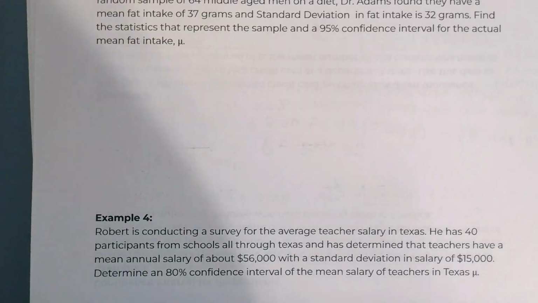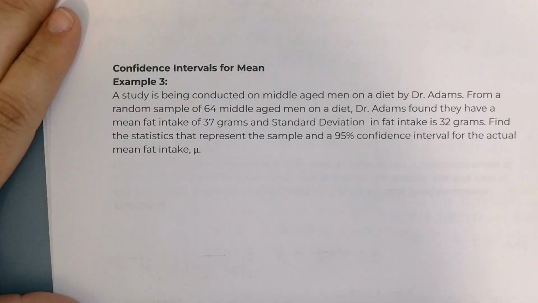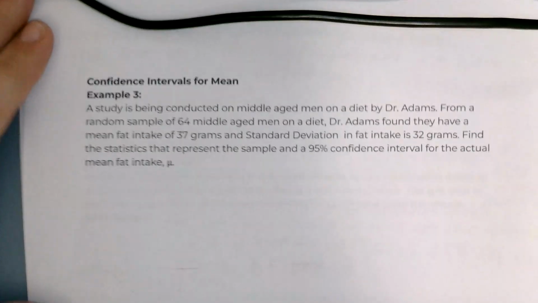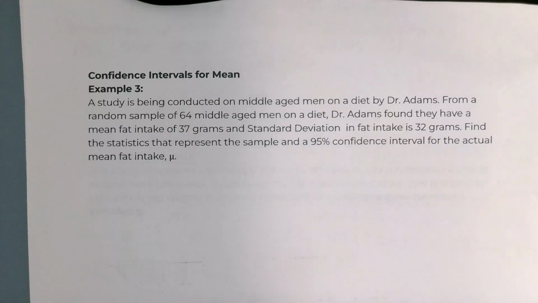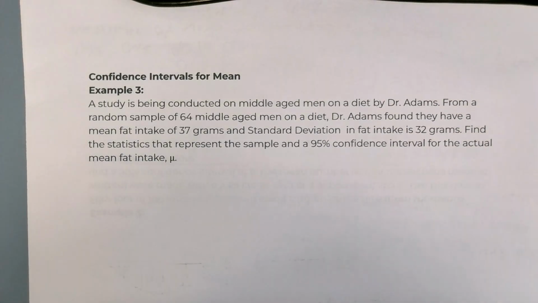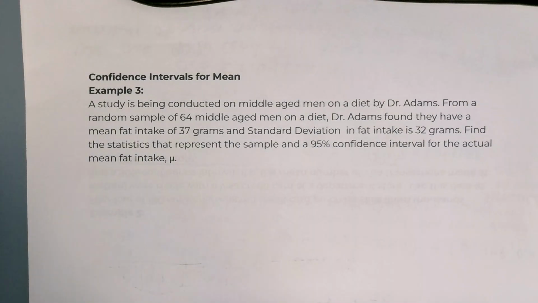Okay, now we have some examples. Instead of with proportions, we have some mean examples. So a study is being conducted on middle-aged men on a diet by Dr. Adams. For a random sample of 64 middle-aged men on a diet, Dr. Adams found they have a mean fat intake of 37 grams and a standard deviation of fat intake of 32 grams. Find the statistics that represent the sample and a 95% confidence interval for the actual mean fat intake mu.